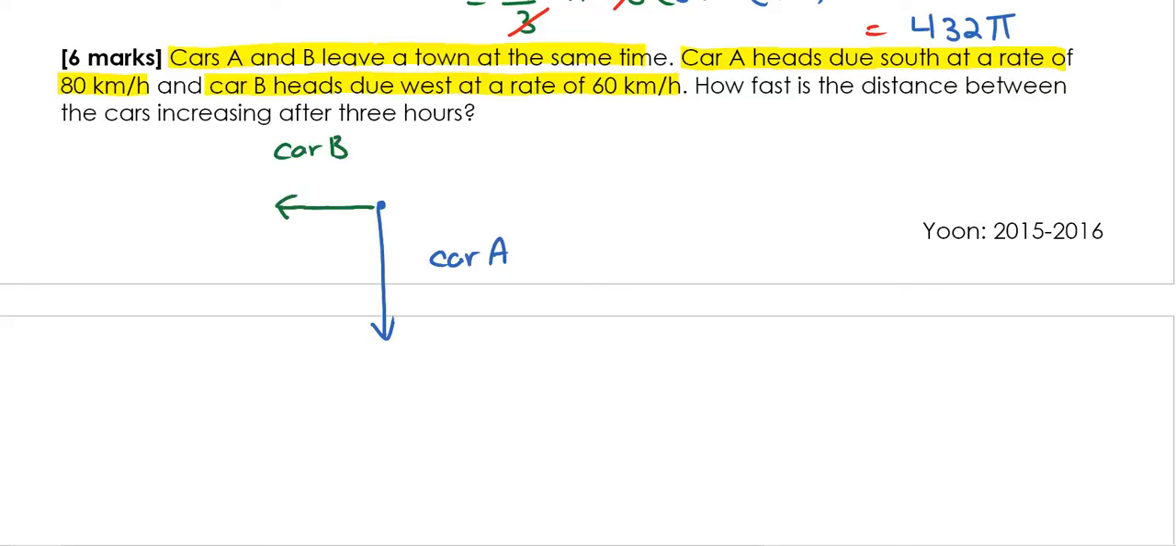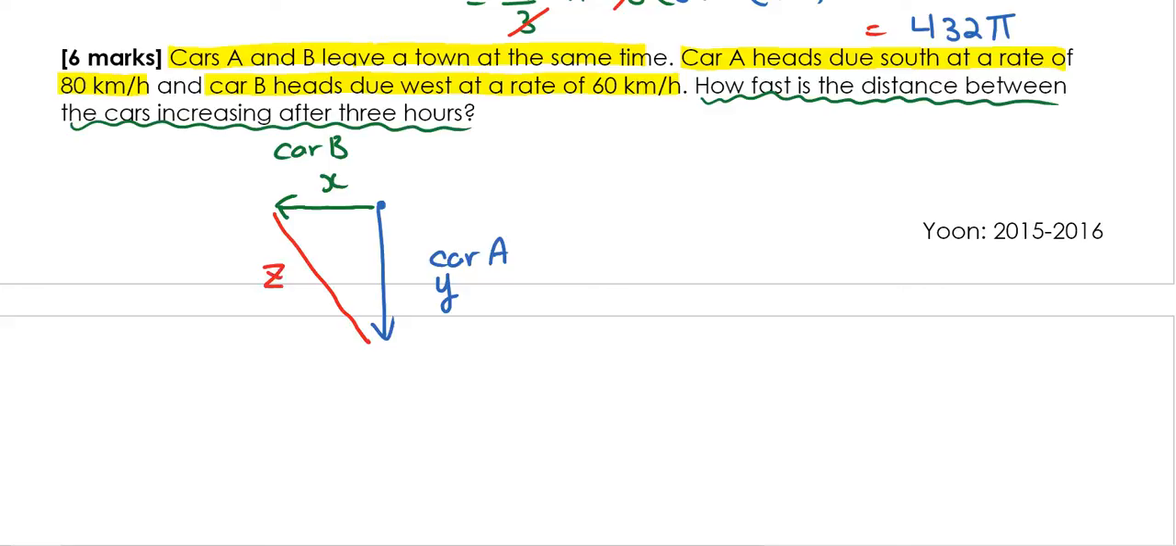And I want to find out how fast the distance between the cars is increasing after 3 hours. So the distance between the two cars is actually this red line right here. If I label this as Y, and this as X, and maybe we'll call this letter Z, the question is, I want to find out how fast Z is changing with respect to time after 3 hours.